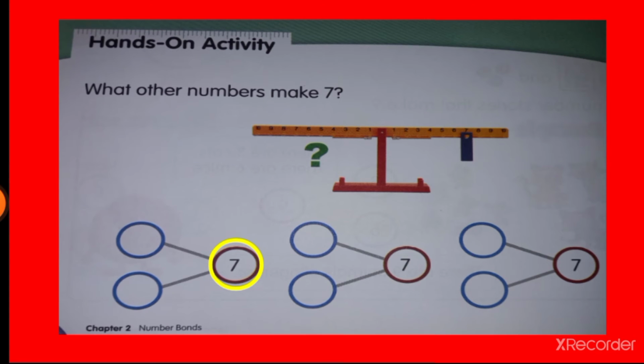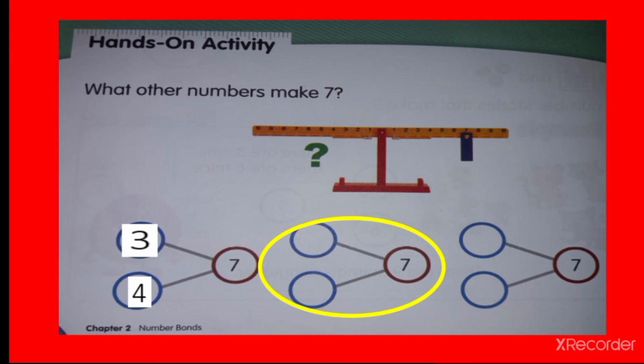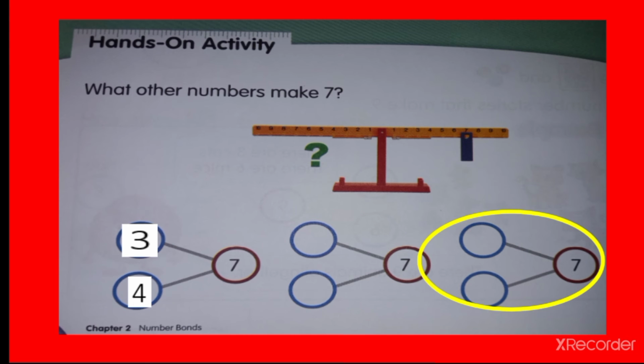Okay, boys and girls, on page number 22, let's do the hands-on activity. Here we have the number 7. Let's divide it. 3 plus 4 will give you 7. 3 and 4 will give you 7. You can complete the second and third example by yourself. If you don't remember the answers, you can re-watch the video. Remember that we can divide numbers more than one way.